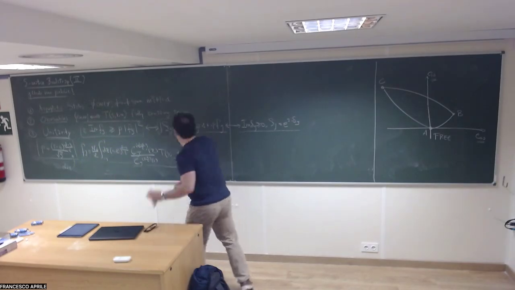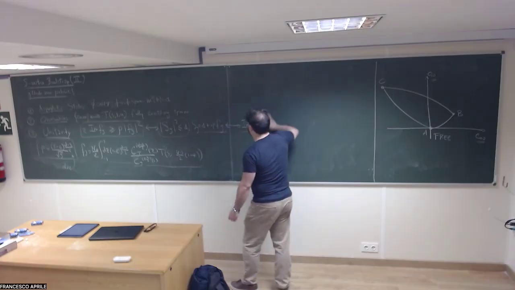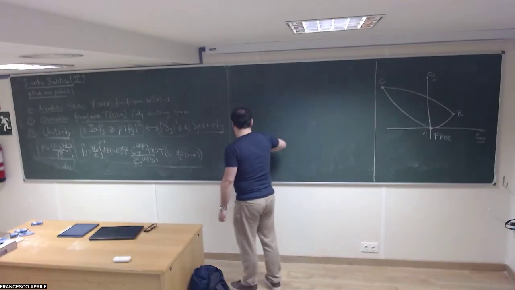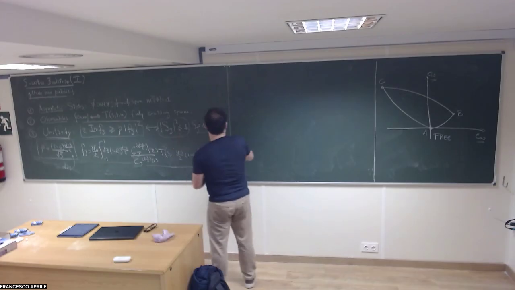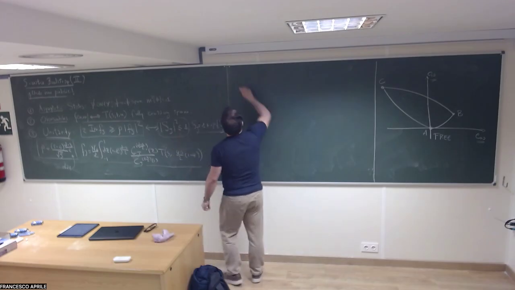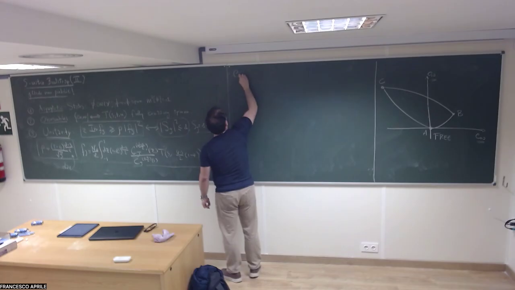So let's discuss one important constraint that we didn't mention yesterday, and this constraint is causality.